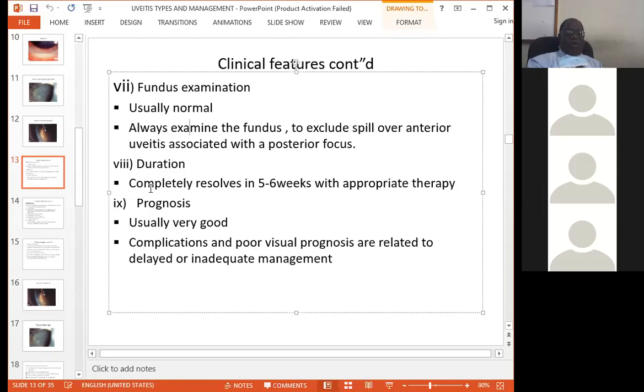Duration: it completely resolves in 5 to 6 weeks with appropriate therapy, and the prognosis is usually very good. Complications and poor visual prognosis are related to delayed or inadequate management. If a patient has this and is not being treated, because of ignorance on the part of the people who are supposed to treat the patient, then you can have complications. Otherwise, this is a very straightforward case which you can treat.